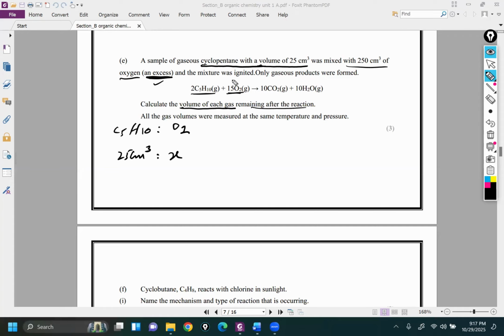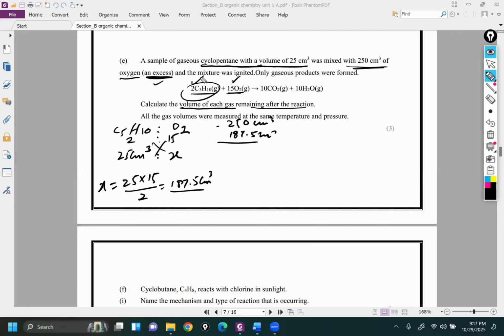We will definitely use the ratio given in the equation. So this is 2 and this is 15. Cross multiply, so x is equal to 25 times 15 divided by 2, and we will get the answer 187.5 cm cube. Now oxygen is given as 250, which was in excess, minus 187.5, which is used up, which will react with 25 cm cube of cyclopentane. The remaining volume will be 62.5 cm cube. This is the amount of oxygen left unreacted.